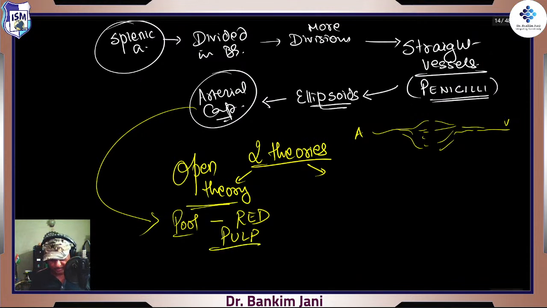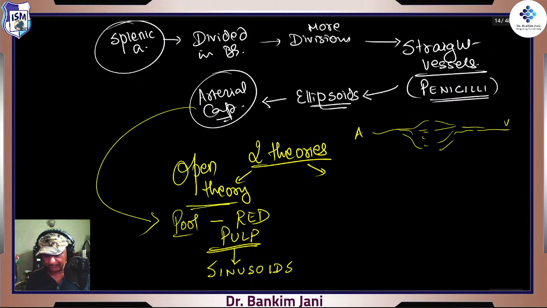And then from here it will go into those sinusoids. Sinusoids means once again they will start collecting the blood and then it will go back. So that's why it is called as the open theory, that where every capillary will come and then will put their blood into red pulp. Okay.